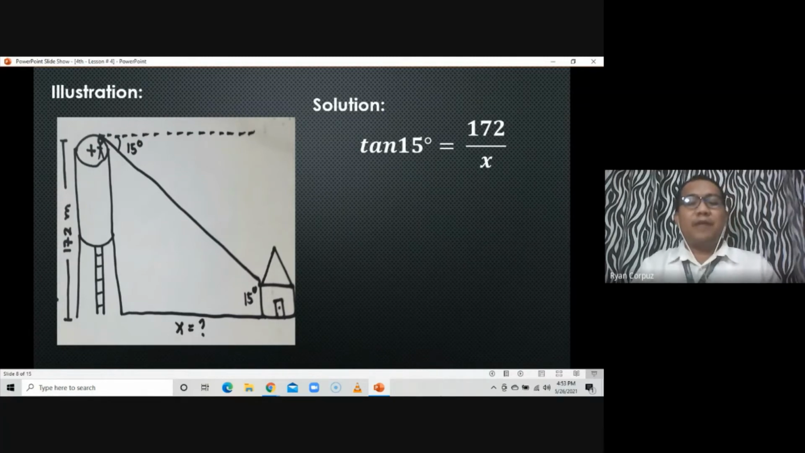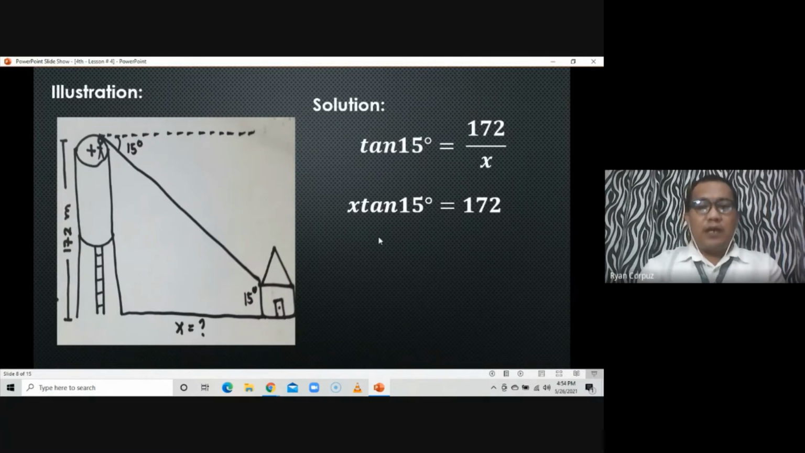Then from there, isolate that given equation to solve what is unknown in the problem. So, do the cross multiplication. This is over 1. So, tangent 15 degrees times x, you'll come up with x tangent 15 degrees. Then 1 times 172 is equal to 172. So, that's why our result will be x tangent 15 degrees is equal to 172.